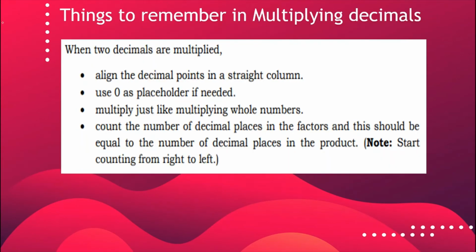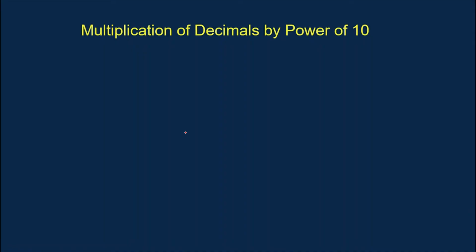Okay, so here are the things to remember in multiplying decimals. When we multiply decimals, we need to align the decimal point in a straight column. We use the 0 as a placeholder if needed. Multiply just like multiplying whole numbers. And lastly, count the number of decimal places in the factors, and this should be equal to the number of decimal places in the product. Note, start counting from right to left.